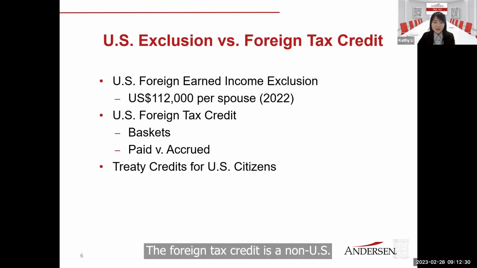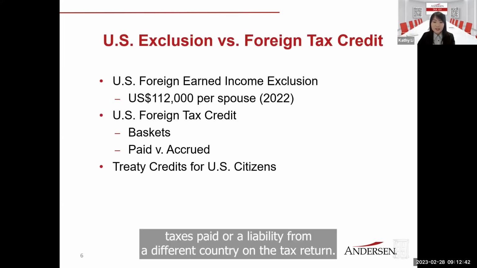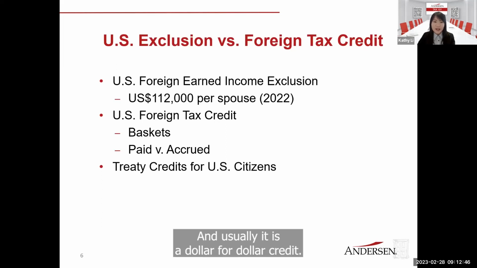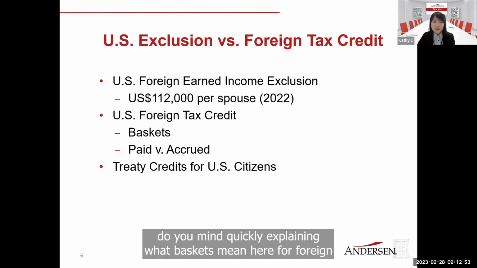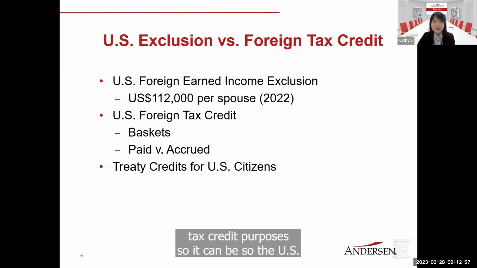The foreign tax credit is a non-US tax that is a credit to a US return, and this is for foreign tax, so non-US taxes paid or a liability from a different country on the tax return, and usually it is a dollar for dollar credit. So Philip, do you mind quickly explaining what baskets mean here for foreign tax credit purposes?